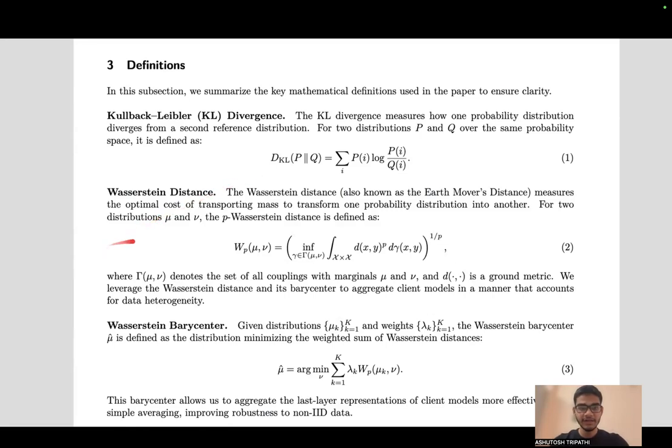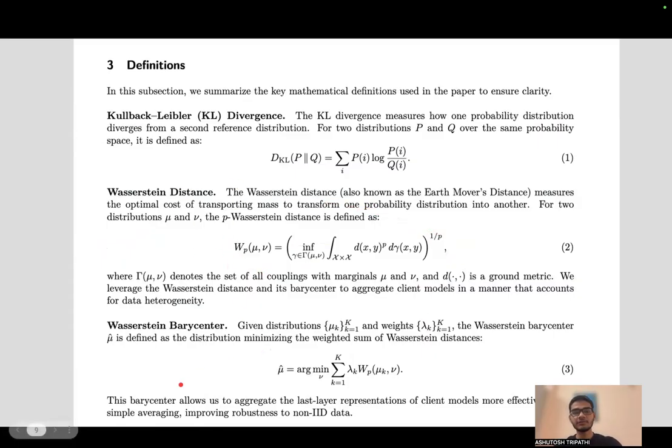Then what is Wasserstein distance? We also call it Earth Mover's distance. It measures the optimal cost of transporting mass to transform one probability distribution into another. So if we have two distributions, we calculate it like this. This is the mathematical formula for Wasserstein distance.